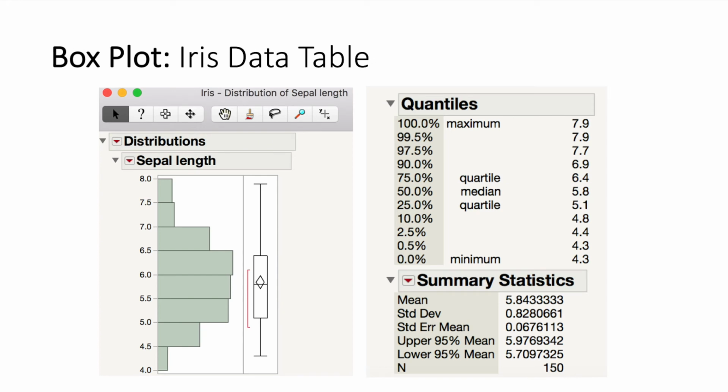This is a picture of our box plot with sepal length. The data ranges from 4.3 to 7.9 centimeters, and the majority of the data lies between 5.2 and 6.4. This is the interquartile range. The 50th percentile is 5.8 for sepal length.